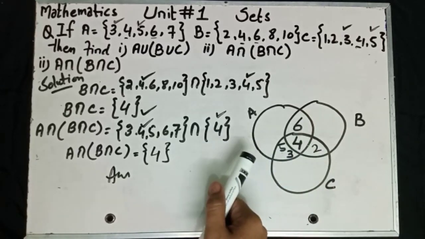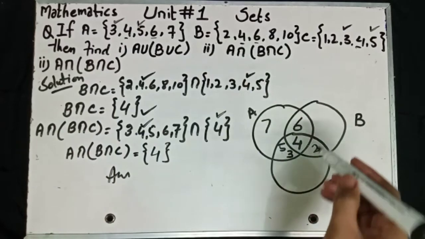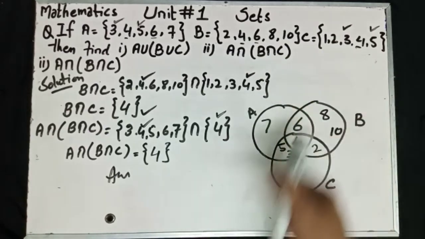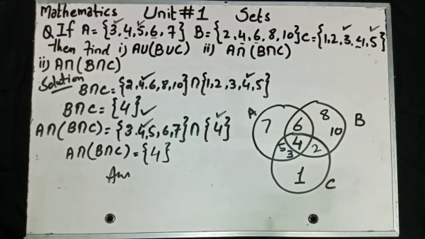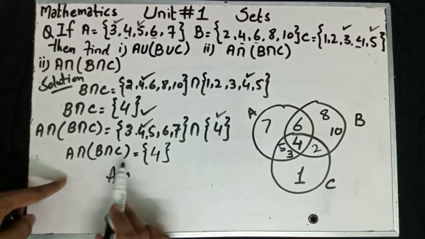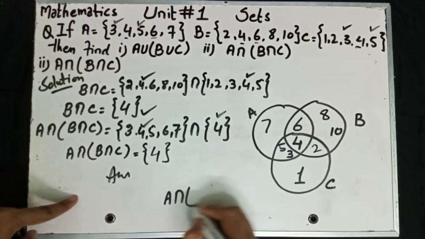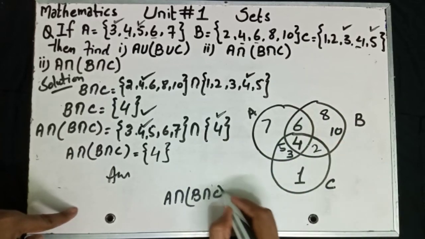Now remaining elements of set A: 7. Remaining elements of set B: 8 and 10. Remaining elements of set C: 1. Correct Venn diagram. We draw the same Venn diagram, but the answer of B intersection C and A intersection B intersection C is 4. So we apply shade or color only in the center part. So this part represents A intersection B intersection C.